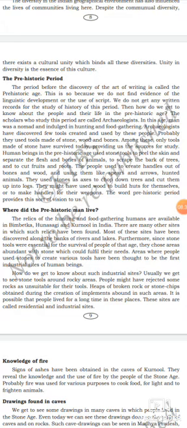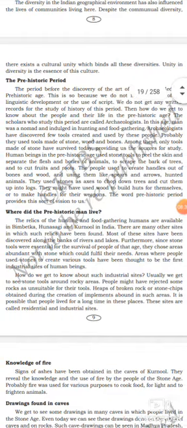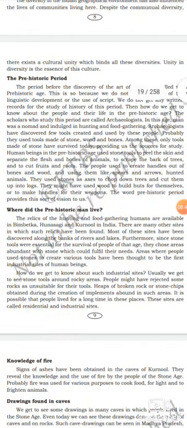The scholars who study this period are called archaeologists. Listen, dear students. The scholars who study this period are called archaeologists. Got it? Who are archaeologists? Those who study the prehistoric period are called archaeologists.